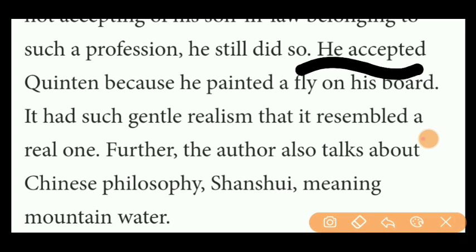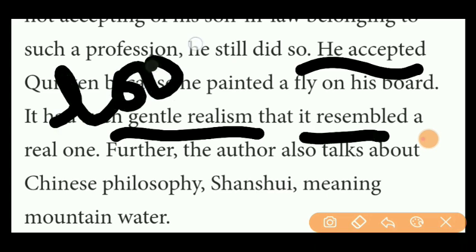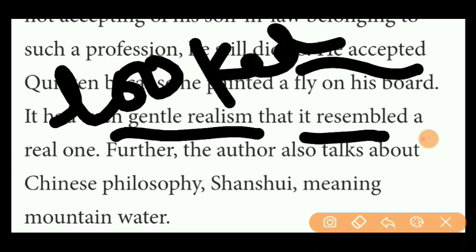The painter accepted Quinten because he was asked to paint a fly on his board. He was a blacksmith, but he was asked by the girl's father, and he painted a fly on his board, and magically it had such gentle realism. Realism means very true to life. By chance, the fly that Quinten drew looked like a real one. No doubt he was a blacksmith, but with the power of love, because he loved his daughter.